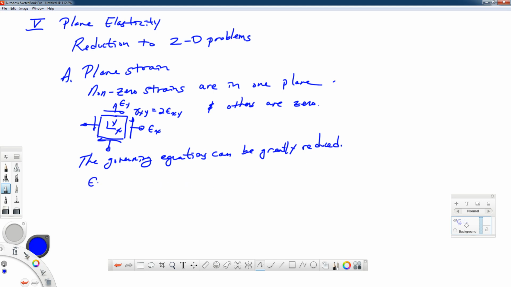The trace of the strain tensor, epsilon ii, or little e, in terms of displacement then, would be the partial of u with respect to x plus the partial of v with respect to y. Our third strain component would be 0, so the partial of w with respect to z would be equal to 0. So I'll just note that these are displacement components.